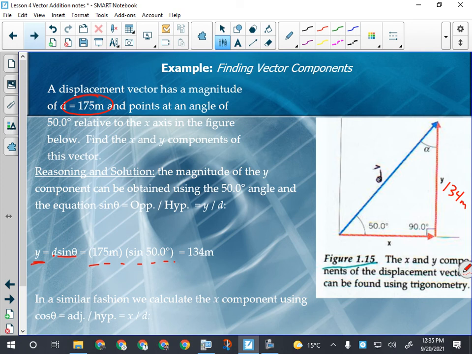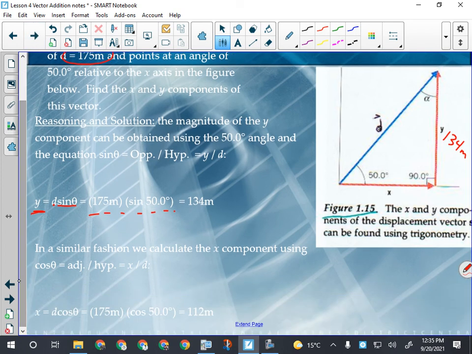If I want to find the horizontal component, it's the adjacent side, so I go D times the cos of theta. 175 times the cos of 50, I get that side's 112 meters. Now I've resolved that vector into its horizontal and vertical parts. It won't take long and you'll be doing this like that. Just a matter of getting the trig muscles back in shape. Questions so far?